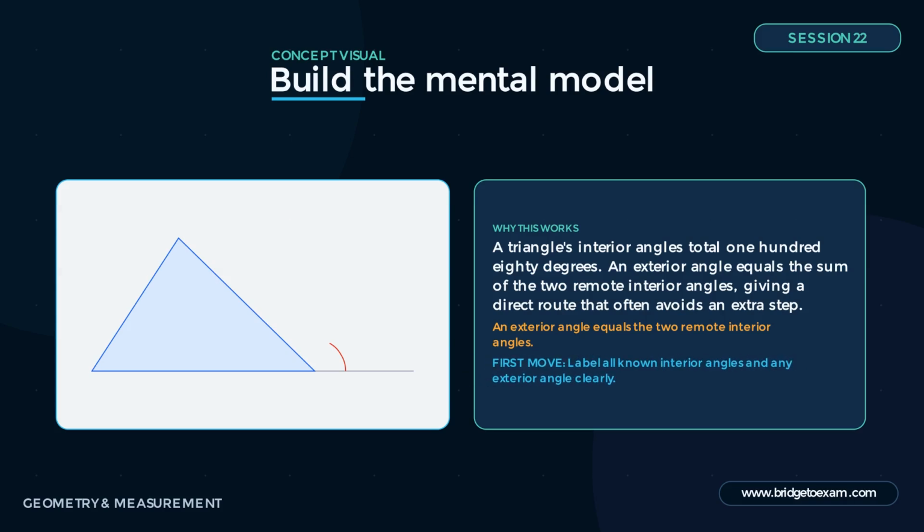First, label all known interior angles and any exterior angle clearly. Second, for an interior unknown, subtract the other two angles from 180 degrees. Third, for an exterior unknown, add the two remote interior angles or use its linear pair. Finally, verify that the three interior angles total exactly 180 degrees. Do not skip the final check simply because the calculator produced a number.